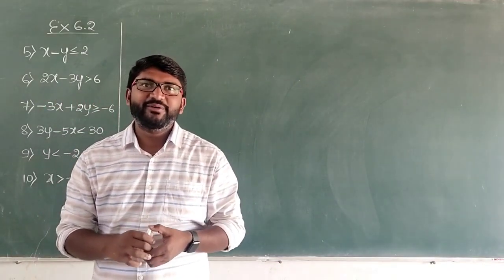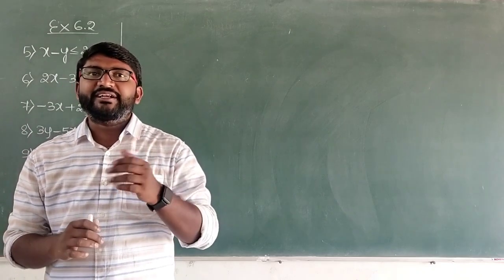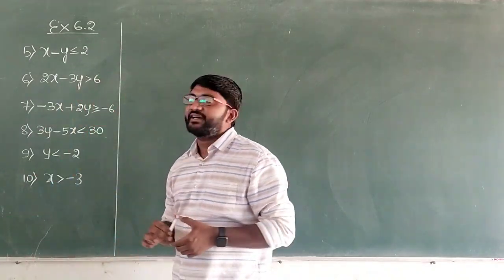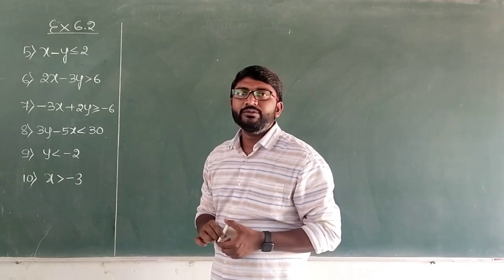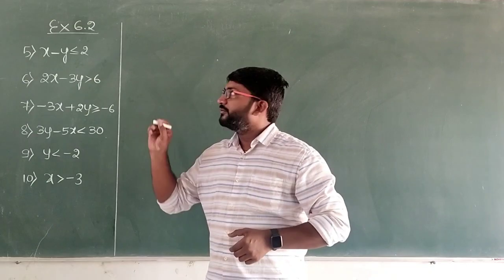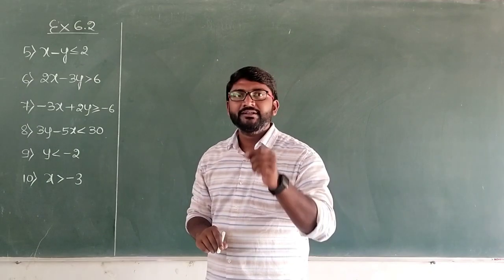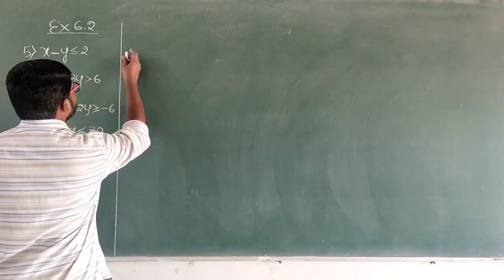So in the last class we started with exercise 6.2 and we have solved up to question number 4. So let us continue with the next question. It is question number 5. The given inequality is x minus y less than or equal to 2. Since the given inequality is a slack inequality, we have to draw the graph with the dark line or the thick line. So let us go for the solution.